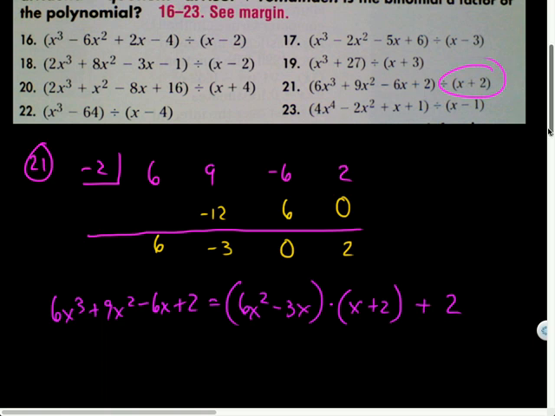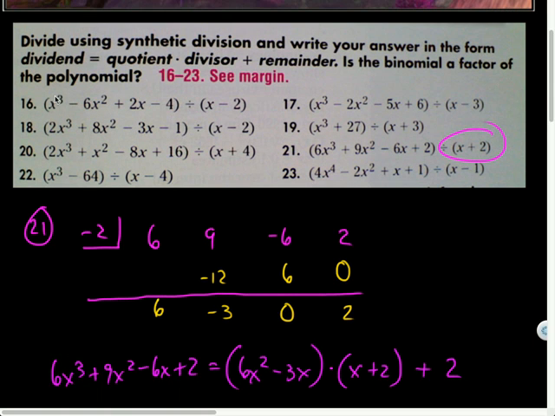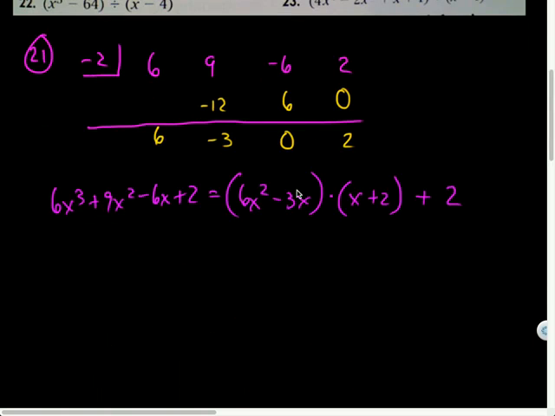Now, to answer that last question, is the binomial a factor of the polynomial? Here I've written this expression as the product of 2 expressions, but then I've got this little plus a little bit of change over here. If this wasn't here, then it would have been factored, where one of the factors was the divisor. However, because I have this little plus remainder, it doesn't work out, so no, x plus 2 is not a factor. So that's a shame, but that's okay.